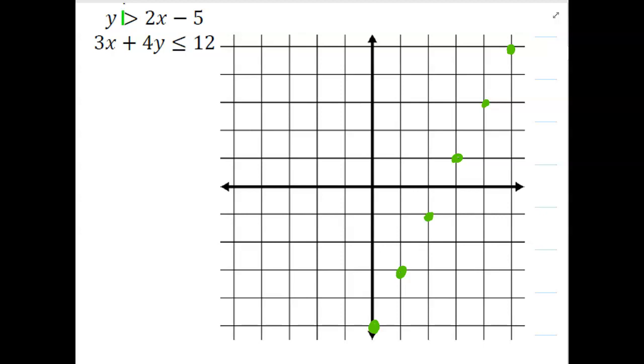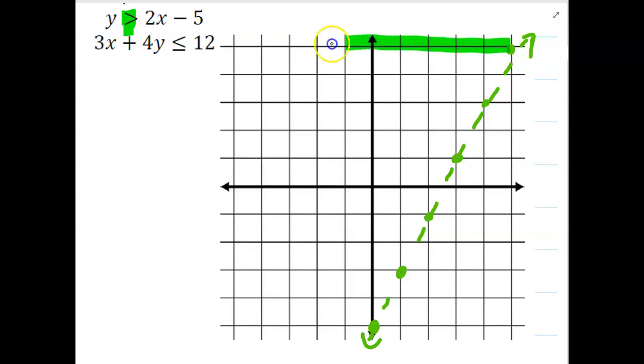Notice this one, okay? It is a greater than, not a greater than or equal to. So remember, these points on these lines are not part of this solution. So we are going to use a dotted line for this one. And then just like yesterday, we're going to shade what the inequality tells me to. And it is a greater than, so we are going to shade above the line.